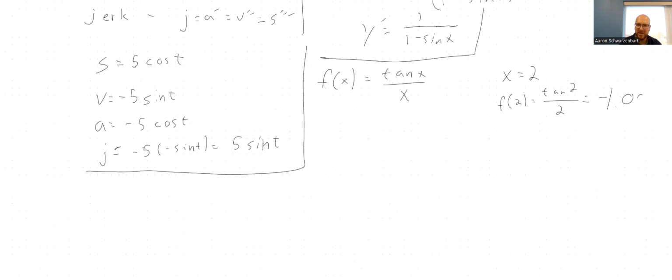Negative 1.09. So I've got this for my coordinates. How do I get my derivative? Quotient rule. Bottom times derivative of top. Derivative of tangent is secant squared. Minus top times derivative of bottom. Derivative of bottom is 1. Now I've got to do f prime of 2.